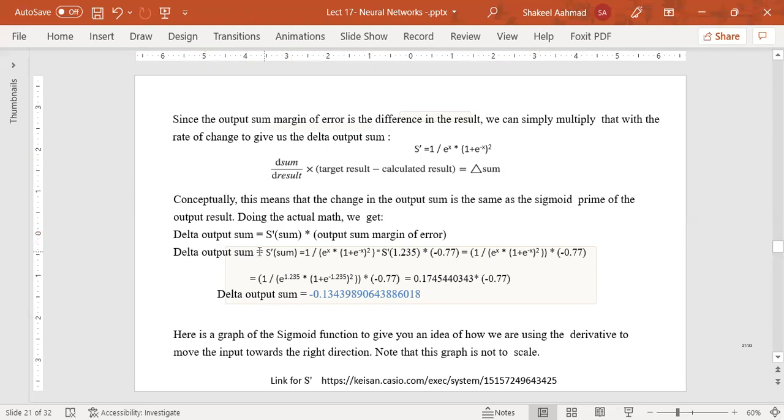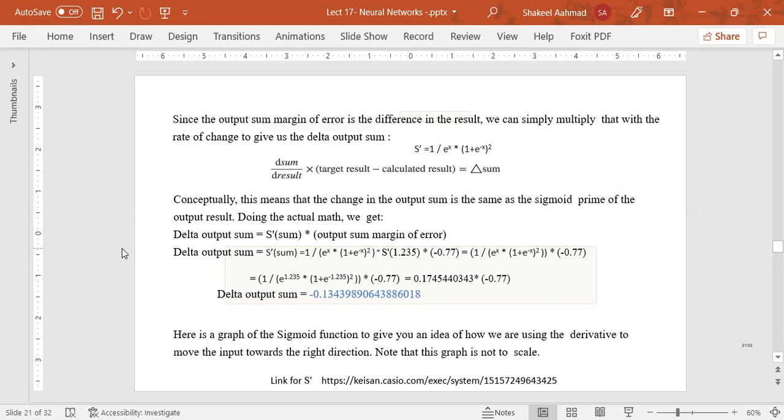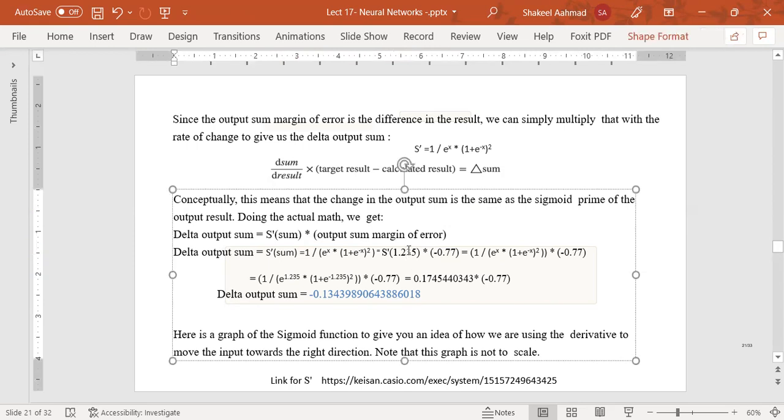Doing the actual math, we get delta output sum is equal to S prime of sum times output sum margin. The output sum margin we have already calculated, which is minus 0.77. Now we need to apply the derivative of the sigmoid function, which is S prime, on the sum. We have received 1.235, which is the sum at the output layer. So after applying this function, sigmoid prime, we get the value, which is minus 0.134.